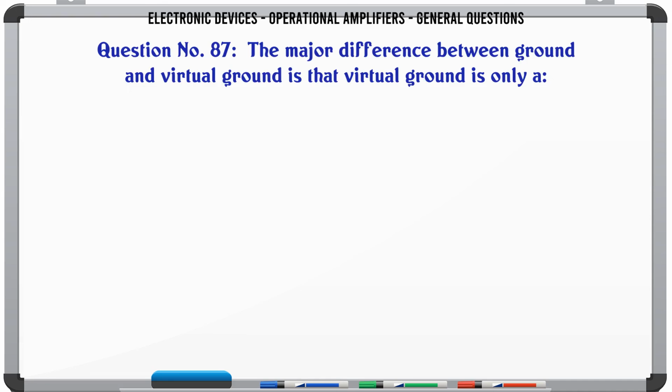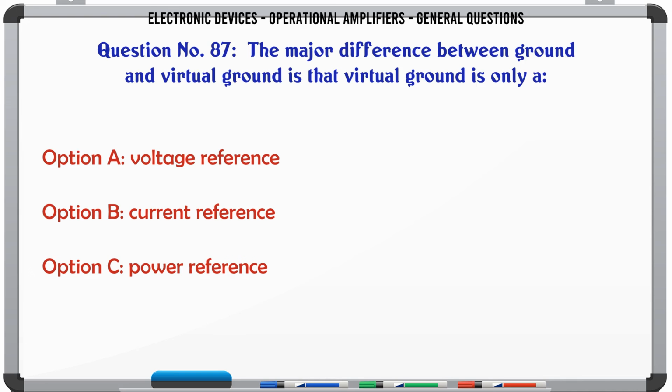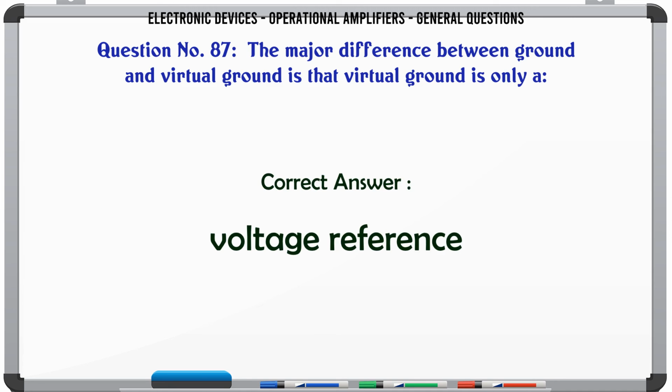The major difference between ground and virtual ground is that virtual ground is only A. Voltage reference, B. Current reference, C. Power reference, D. Difference reference. The correct answer is voltage reference.